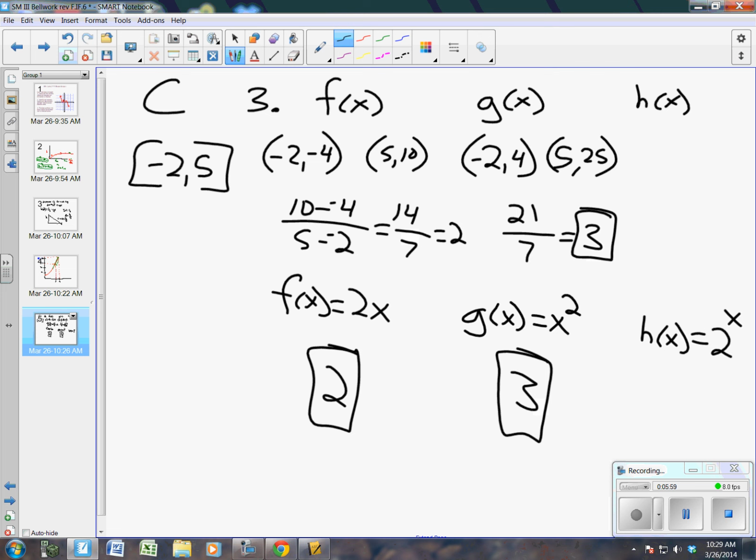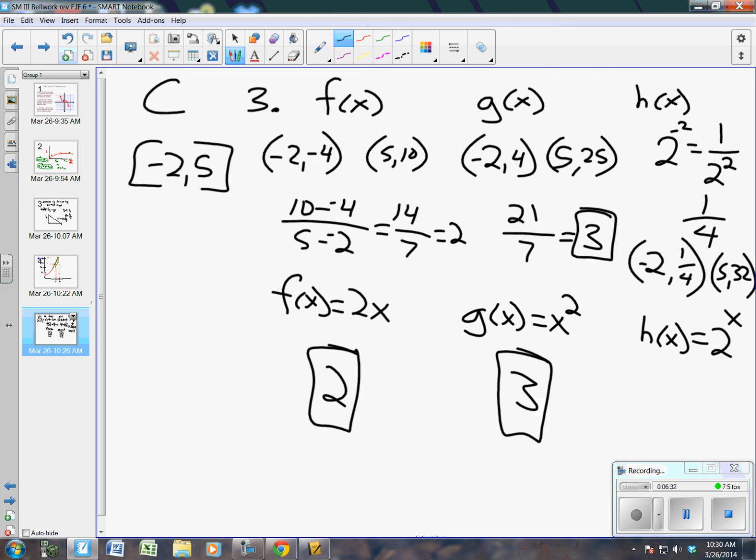And then you went to the next one. And you found, if you put negative 2 in there, 2 to the negative 2 power, let me just remind you, is equal to 1 over 2 to the positive 2 power, which is 1/4. So we have negative 2 comma 1/4 is 1 point. And the other point is 2 to the 5th power, which is 32. So 5 comma 32.